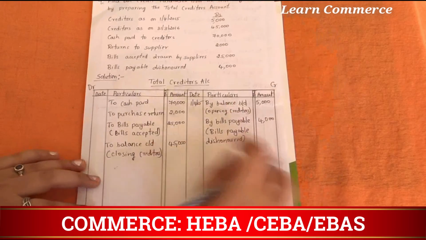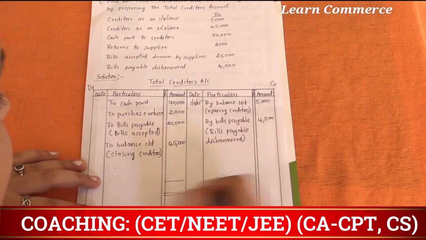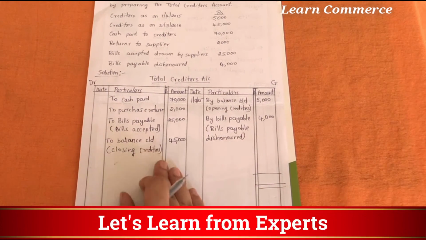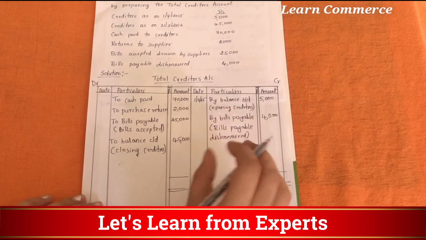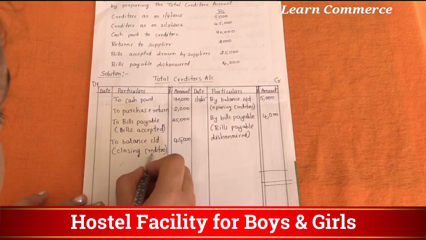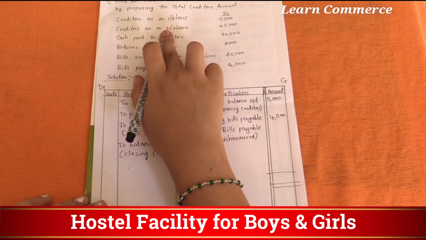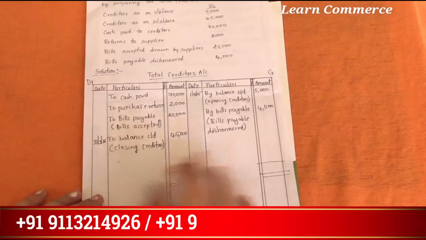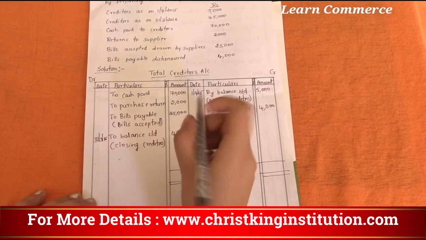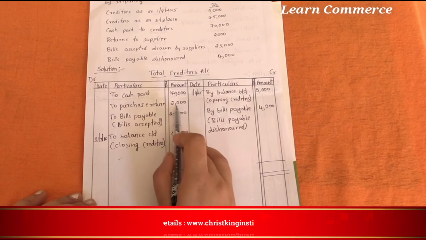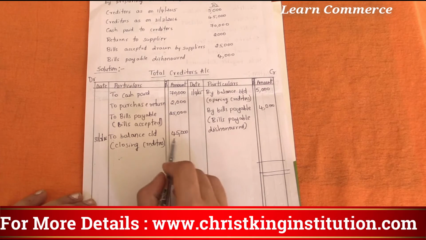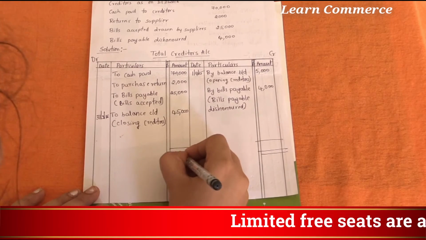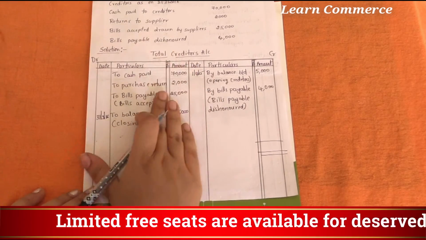So let's make the total of both the sides. I hope debit side total is more. Sorry, just a minute. Here to balance carried down, closing creditors. Write the date here given in the question, 31st March 2016. Yes. Make a total. I think debit side is more. Add 70,000 plus 2,000 plus 25,000 plus 45,000. The total will be 1,42,000. Yes. Debit side is more amount.